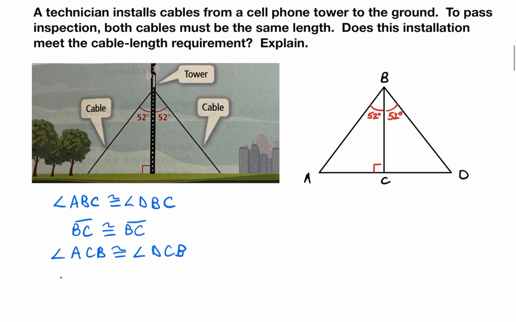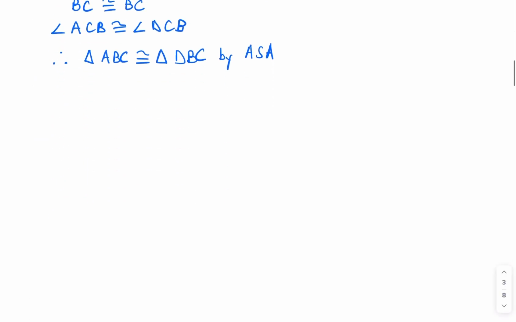So therefore, and these three dots mean therefore, triangle ABC is congruent to triangle DBC by angle side angle. And because both of those triangles are congruent, then we would say that side AB, which is the cable, and side DB, which is the other side of the cable, are exactly equal. So let's move on to the next theorem.